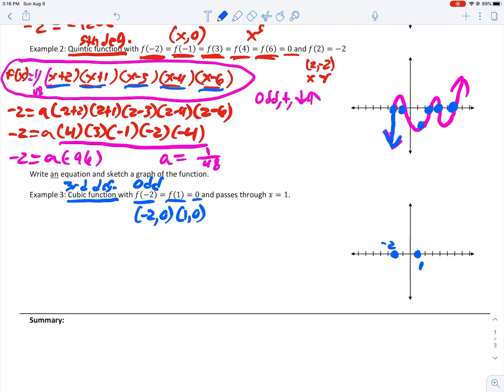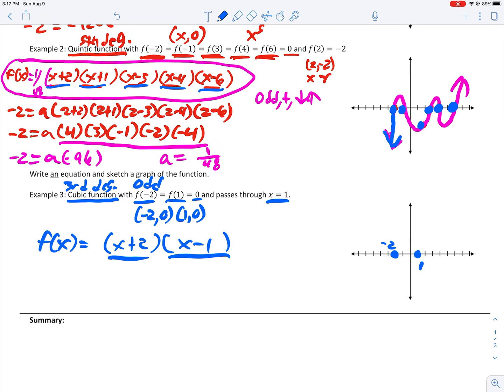And passes through x equals 1. Okay, so it passes through that point. That means it's got to bounce at negative 2. So again, writing our equation, we have two x-intercepts, so we have two factors, two grouping symbols. So this would be x plus 2, this would be x minus 1.